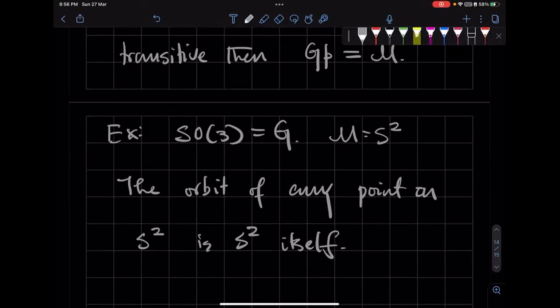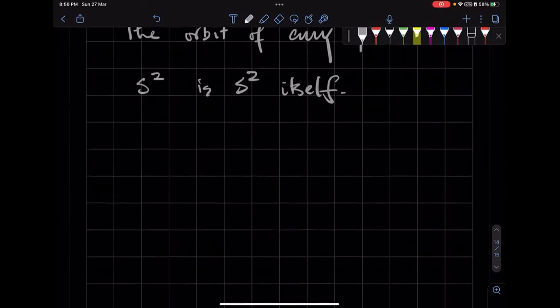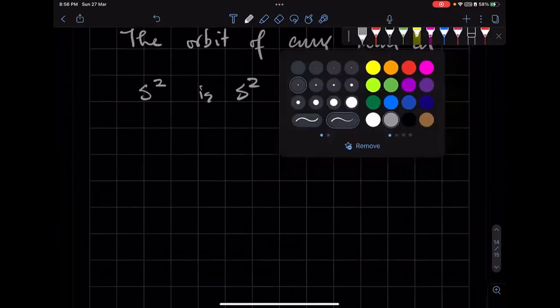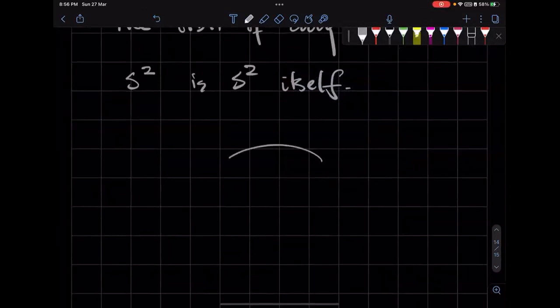So what I'm saying is that if you start with some point on the two-sphere and you apply SO3 elements on the two-sphere, you basically generate all of the two-sphere. So the two-sphere is the orbit of any point on the two-sphere, right? So, let's just take an example. Let's look at this more explicitly.